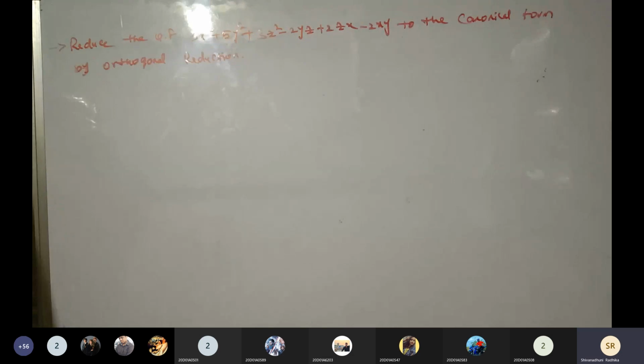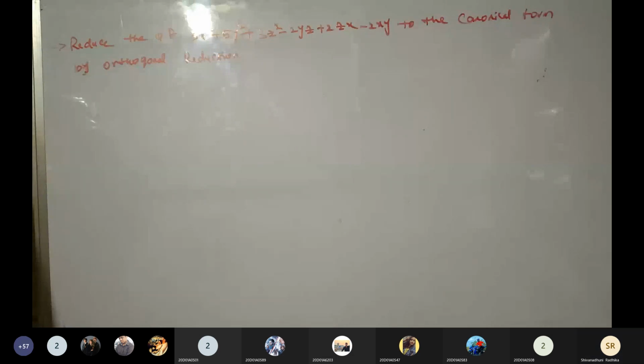3x square plus 5y square plus 3z square minus 2yz plus 2zx minus 2xy to the canonical form by orthogonal reduction. How can we identify the given problem is a quadratic form? Already it is in the quadratic form. We need to change it to the canonical form. What is canonical form? That is nothing but the normal form, by using the orthogonal reduction. What is orthogonal reduction? The orthogonal reduction is P inverse equals P transpose. Is it clear, all of you?